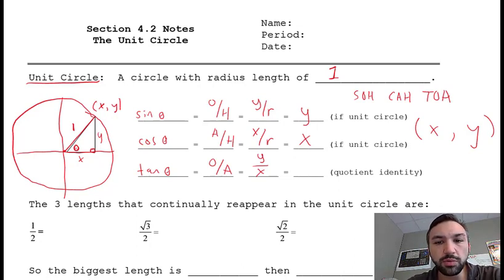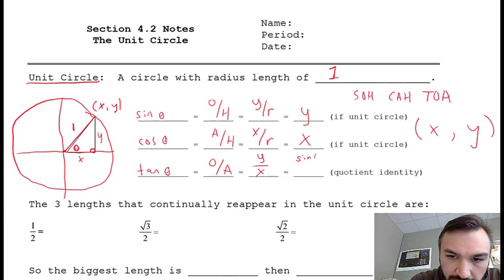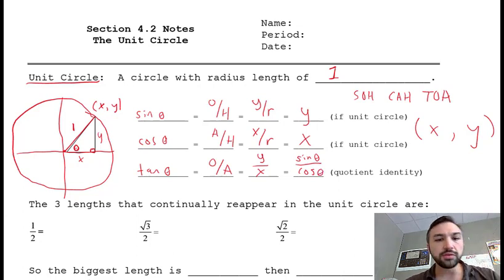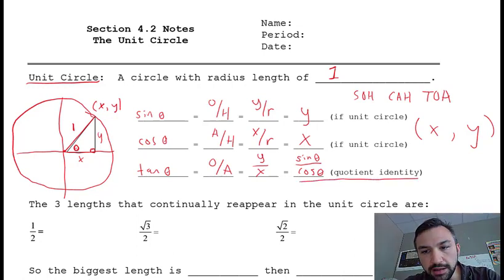Now, if sine is y and cosine is x, let's apply that to tangent. We don't really memorize the tangent values on the unit circle, or at least not when we write the points. But y over r is like sine over cosine. So anytime you want to know the tangent of an angle, you can find its sine and its cosine, and divide those. This is called the quotient identity. Very important. We're going to use that many times from now on.